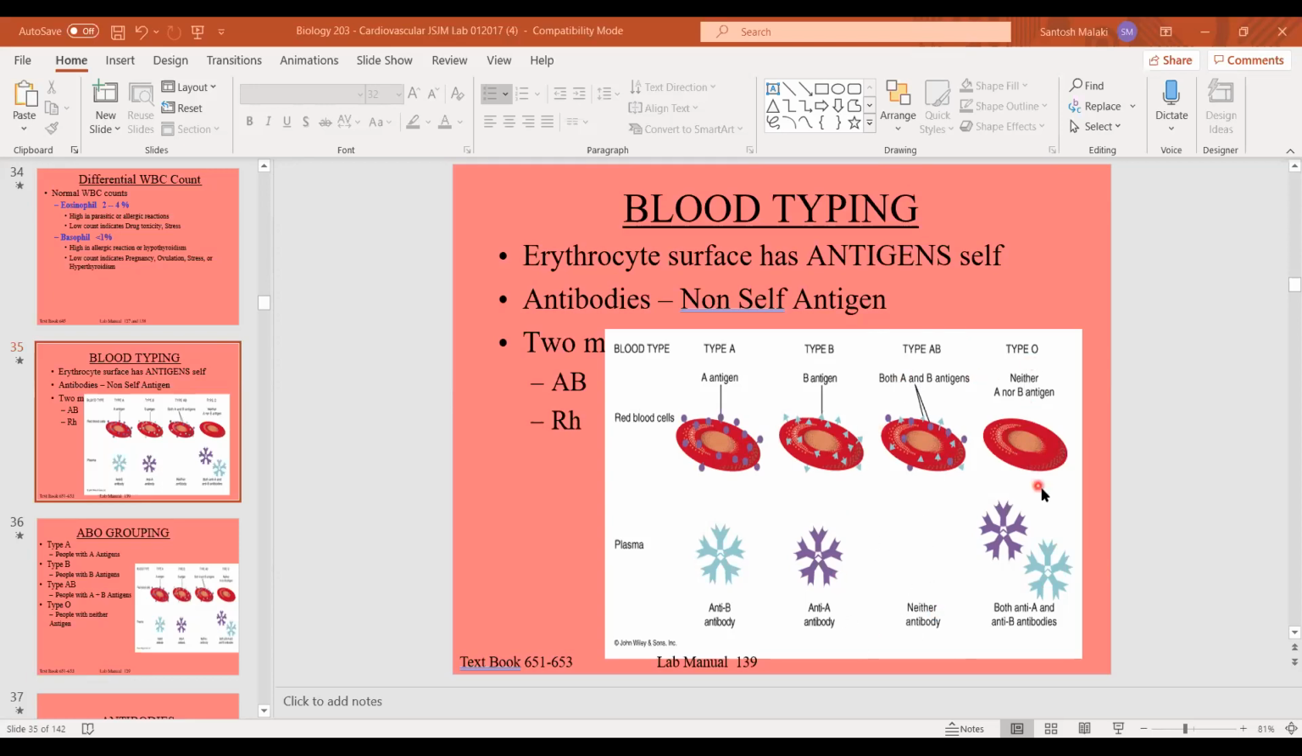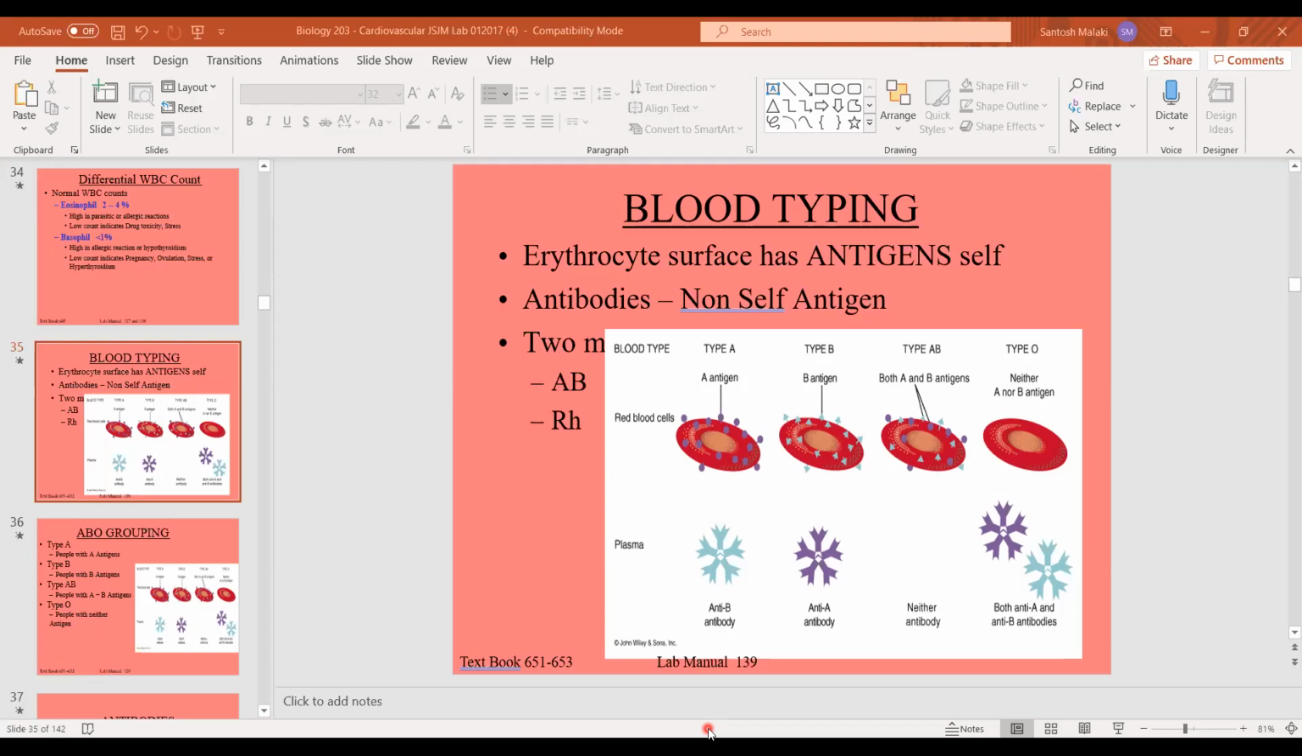Let's go to type O. These ones have no antigens. Zero antigen. Therefore, they protect themselves against both A and B. So the plasma of blood type O has both anti-A and anti-B. So this is the basic premise you need to understand. Don't try to memorize this. Be logical and reason it.